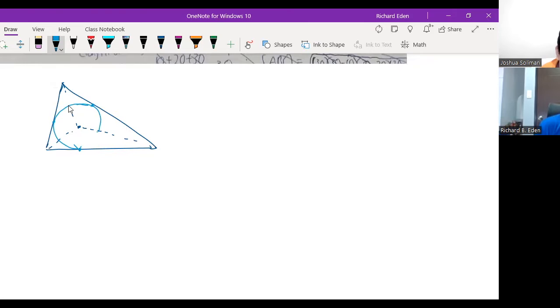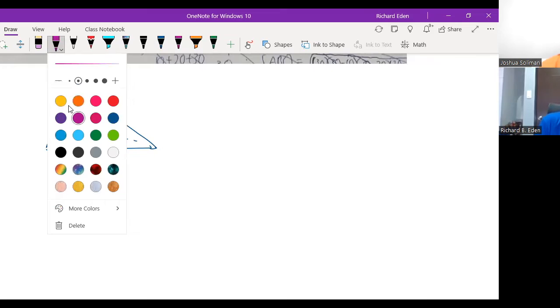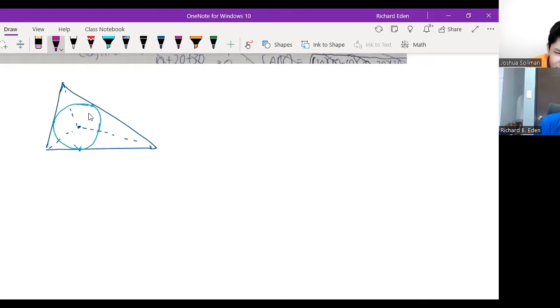Masusunod lang yan. Tapos, if you're gonna extend that segment from that vertex above to the in center, pag i-extend mo siya, ito siya. So as you can see, not the point of tangency.